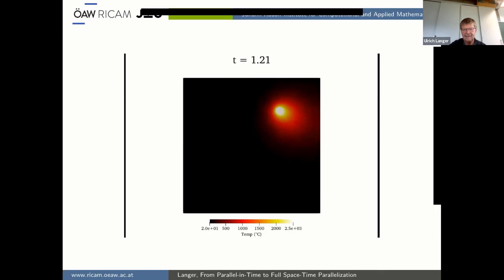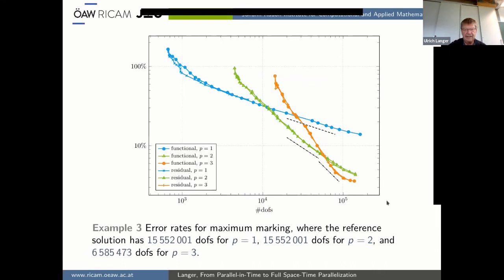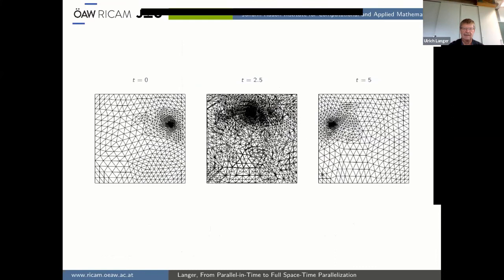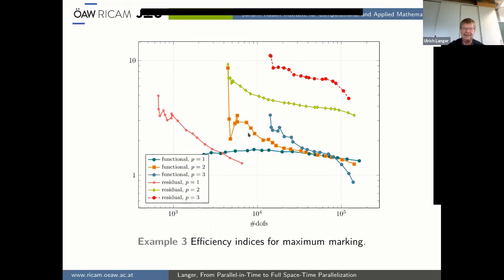Of course, we do not know the exact solution. So we use a reference solution with a lot of unknowns here. p equal to 1 and p equal to 2 and p equal to 3. And we compare with the reference solution. And again, we got the full rate. Of course, here I think the reference solution is not good enough. So this is a cut through the space-time cylinders. Of course, on the bottom and on the top, you see nice meshes, but then you cut through the tetrahedral meshes and you see something like this. So efficiency indices for functional and residual, the same picture again.